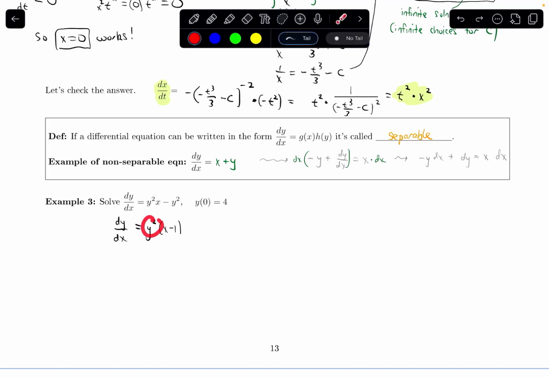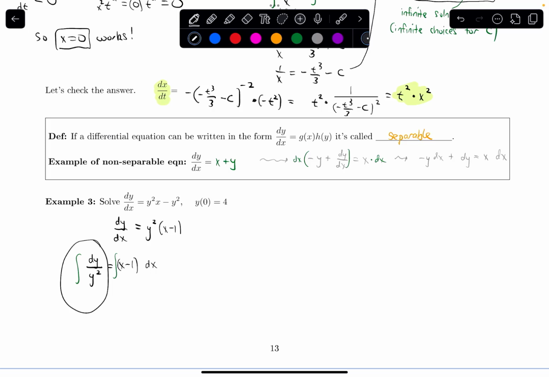Let's divide the y squared over to the left and multiply this dx over to the right. So if I do that, I get dy over y squared on the left equals x minus 1 dx on the right. Just so that it's clear that this whole x minus 1 is multiplying the dx, let's put parentheses around the x minus 1. And now I'm ready to take the integral of both sides. So integral of this side, integral of this side. We just saw how to do this antiderivative on the left. That's going to be negative 1 over y. On the right, I'll get x squared over 2 minus x. And then I've got to put my plus c, my constant.